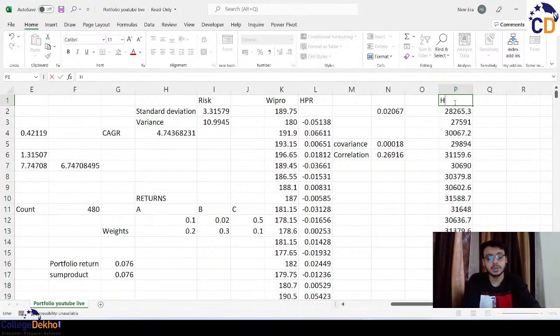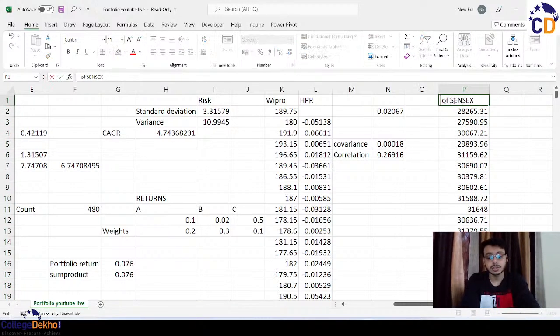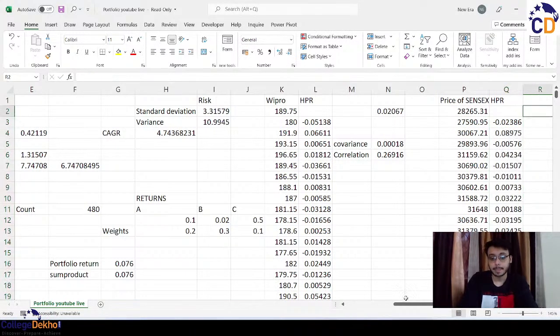This data is the HPR of Sensex. Similarly, the whole price of Sensex. Similarly, the HPR can also be calculated for this. Final value, initial value, same way. Now, the thing comes, either you can do one thing.